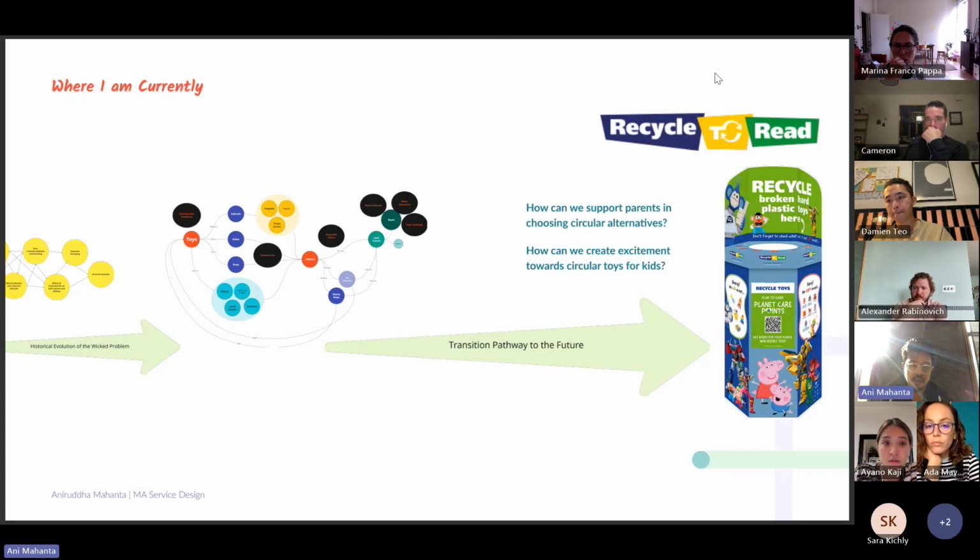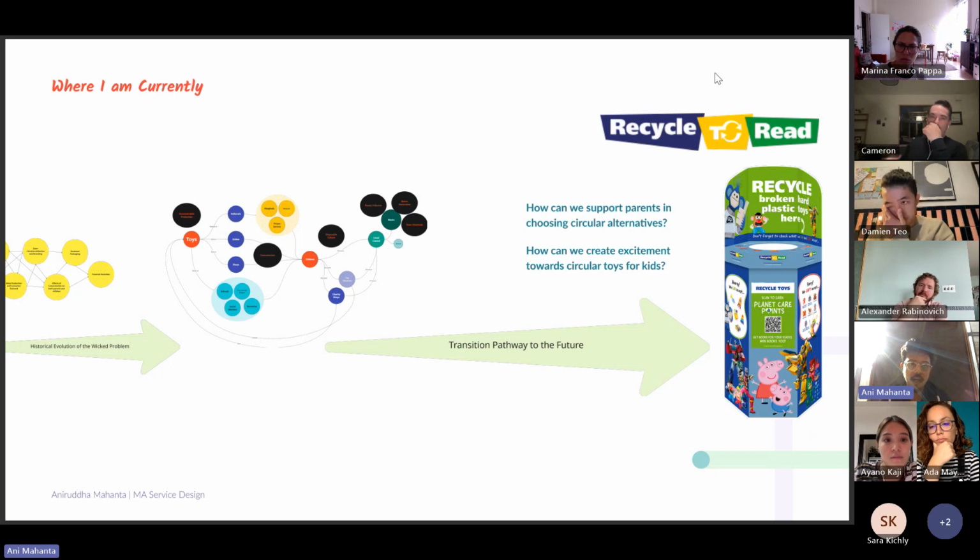We are also partnering with schools and asking schools to take part in this initiative. It's called Recycle to Read. Basically, when schools organize events like toy swap or toy sale events, they get Planet Care points. Even if the students are depositing toys in these booths, they can get Planet Care points, which can be redeemed for books. So that's the kind of pilot program that I'm currently testing with this organization.